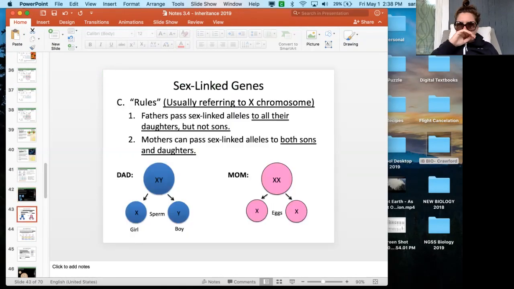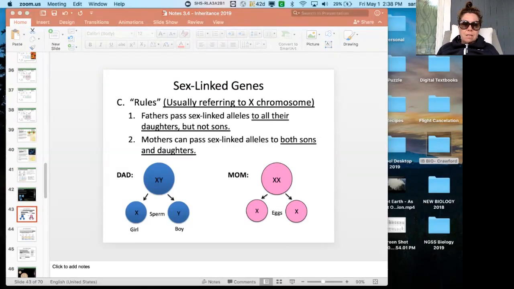Okay. Sex-linked genes. This is a little confusing until you just stop and think. So when we're talking about sex-linked traits, these are the rules we have to follow. Fathers pass sex-linked alleles to all of their daughters, but not to their sons. So if we're talking about a trait that's found on the X chromosome, and we're talking about how it gets passed to daughters only, based on this diagram, you can see why that makes sense.